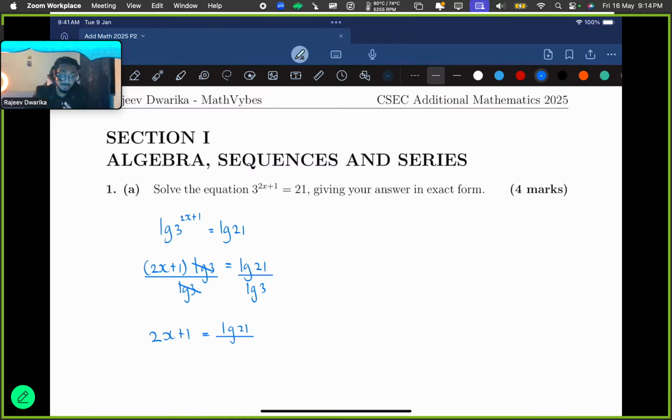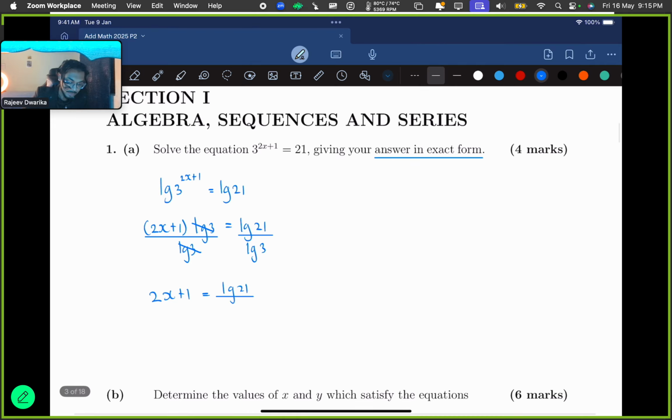Now, I want you to take something into consideration. They're saying to put the answer in exact form. You see that? Yes, sir. So you have to leave your answer in terms of logs. So log 21 over log 3. We're going to move across that 1. If you move across that 1 it's going to become negative 1, right? Log 10 at 10.